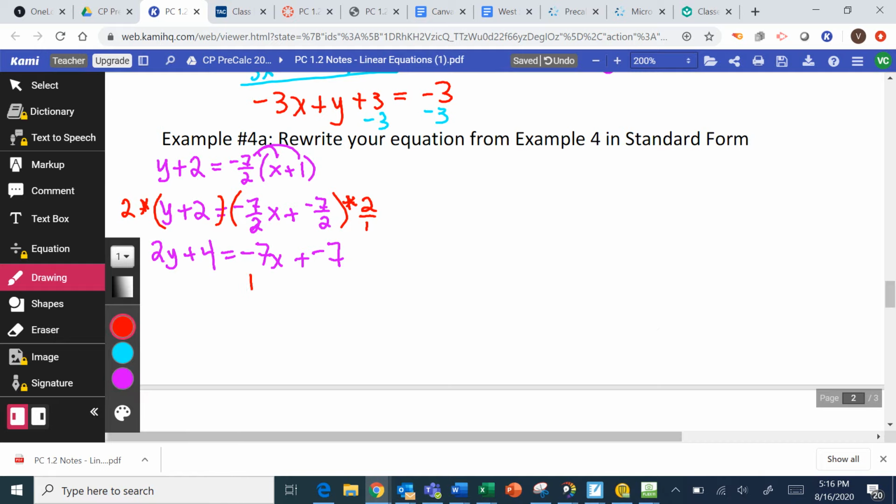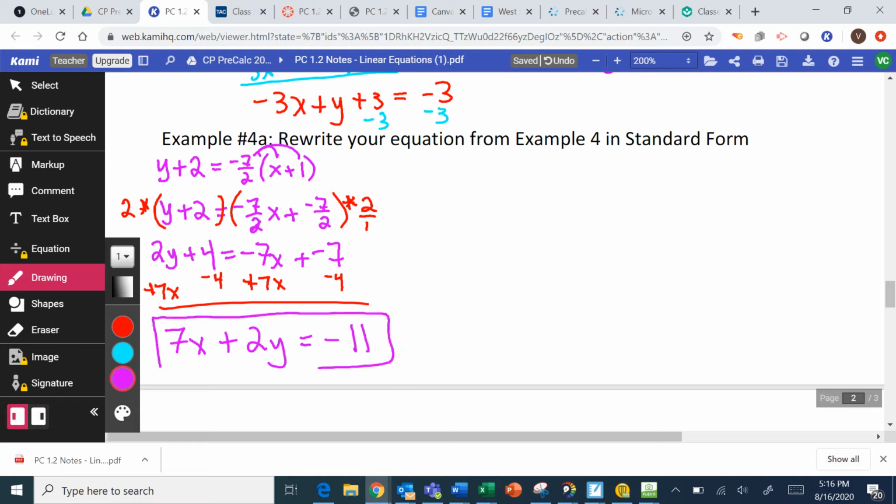Next thing I'm going to do is add 7x to both sides. I also am going to take away 4 from both sides. Just going to do that in the same step. And I will have 7x plus 2y equals negative 11. I have a positive first number, and I don't have any fractions or decimals.